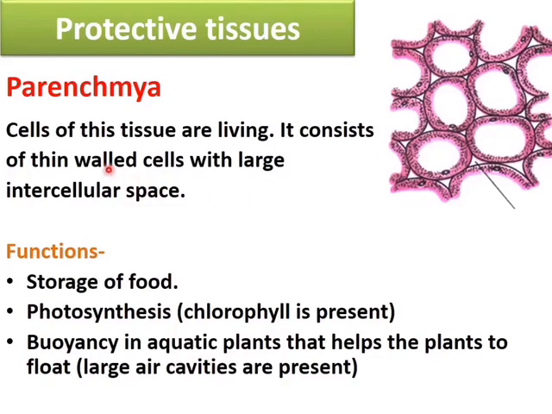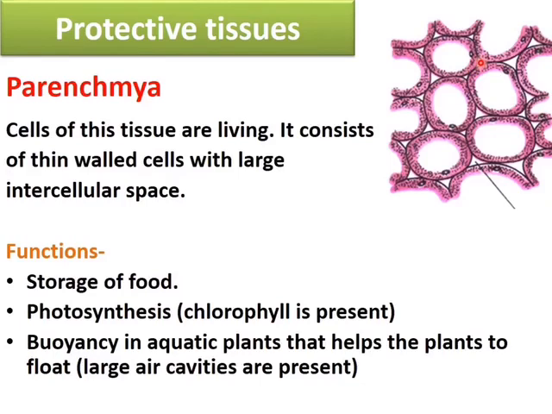So under the protective tissue, first type of tissue is parenchyma. Now my dear students, the cells of this tissue all are living and it consists of thin walled cells. It means cells have thin walls that are made up of cellulose, and it has large intercellular spaces. As you can see in the diagram, the spaces are there between the cells. These triangular parts you can see, these are the spaces between the cells, and all the cells are living and the cell wall is very thin. So this is the structure of parenchyma tissue. This diagram also you can draw in your notebooks.